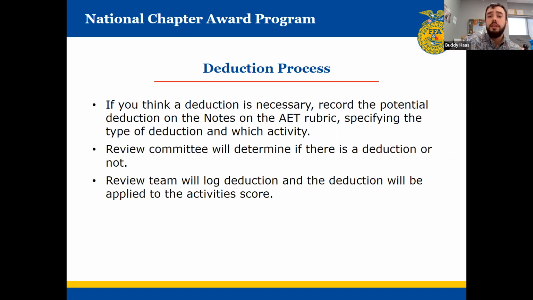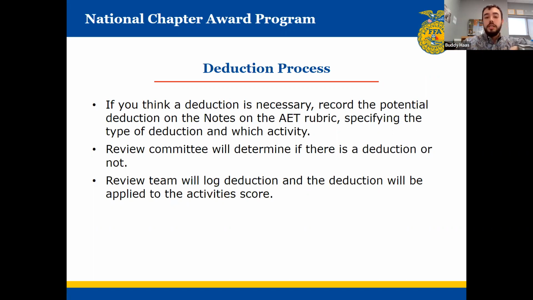So if you think there's a deduction, what we're asking you to do is when Mindy sends out your individual judges link or your code to be able to log into AET, you will come up with a list of all the different chapters that you are assigned to judge. And then you'll see a little post-it note sign next to each area there that you can click on and type in a note saying, I think multiple activities in one for the deduction on this activity. And once you click out of it, it automatically saves.